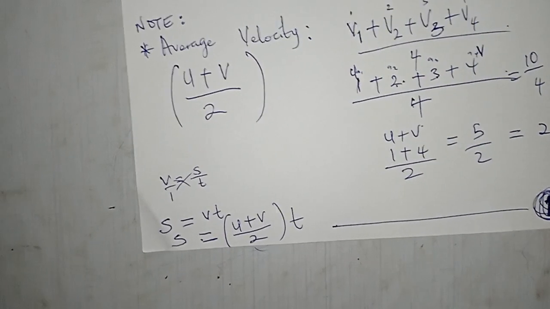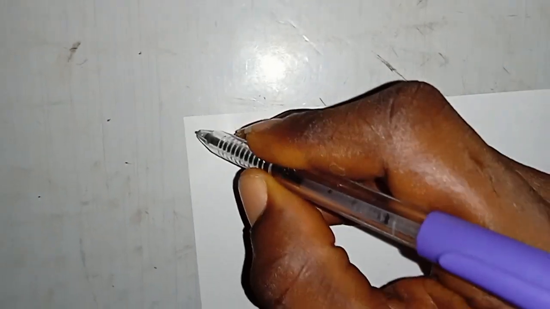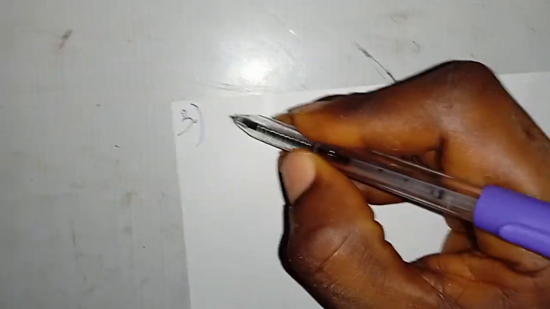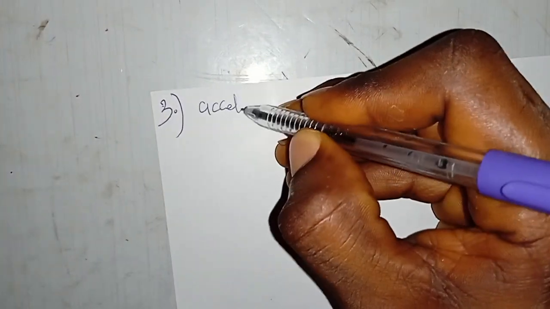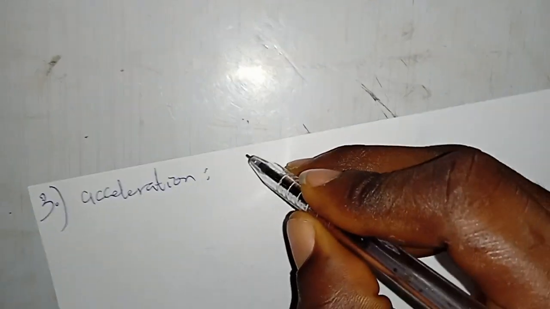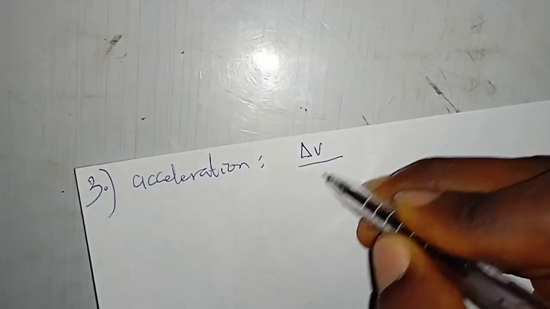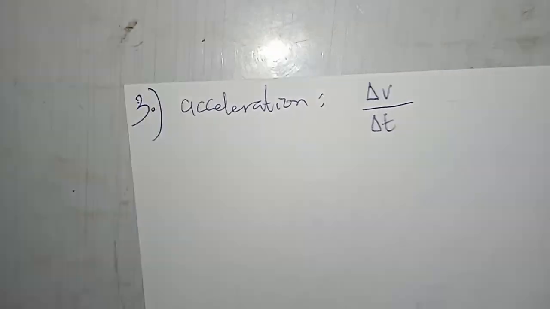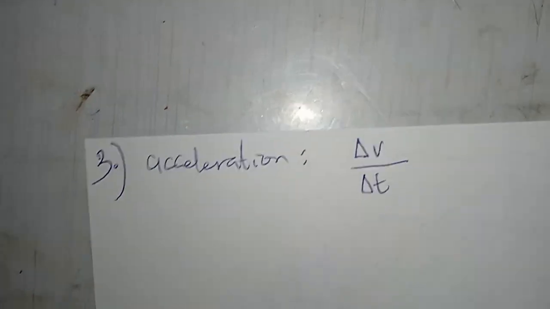Let's forge ahead. The next thing is number 3, under the terms, what we call acceleration. We normally see that acceleration talks about the change in velocity with respect to time. So it can be change in time. So change in velocity with respect to time.